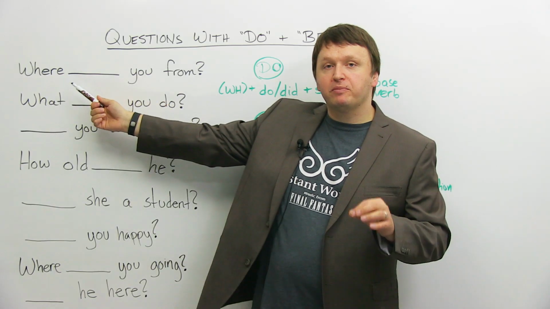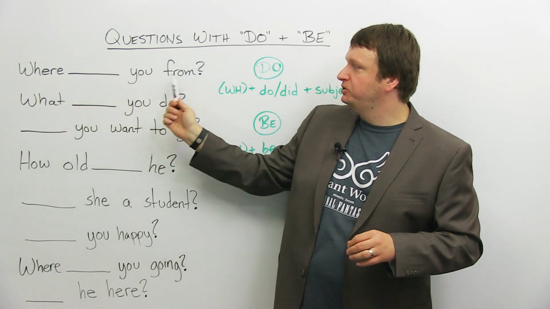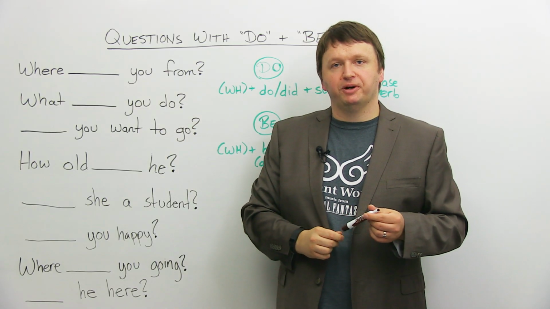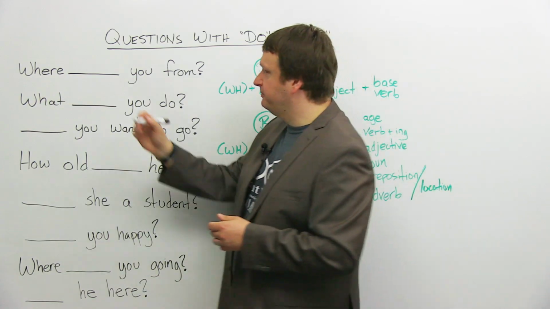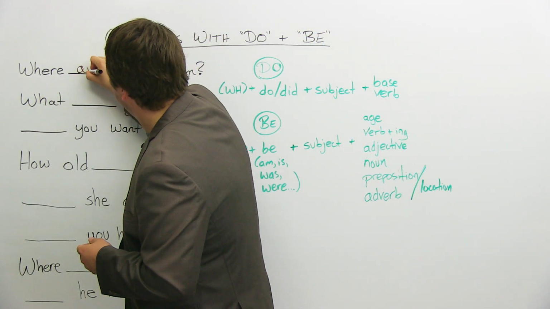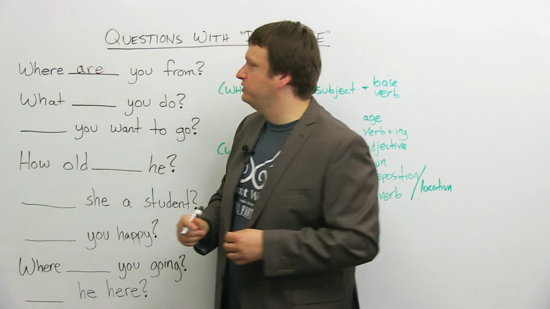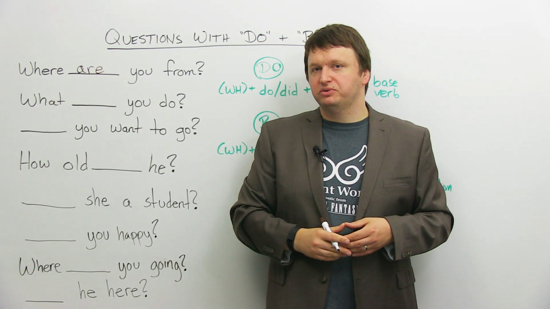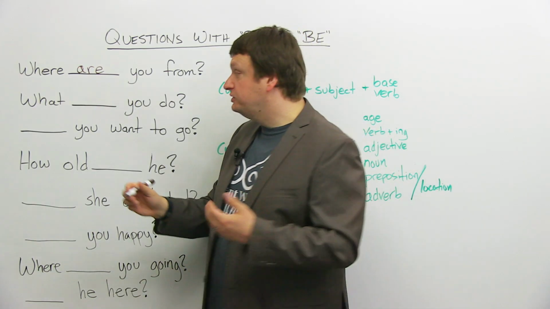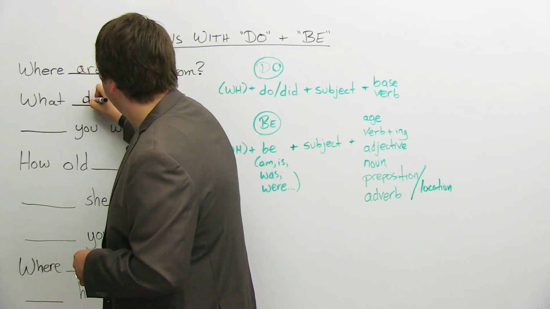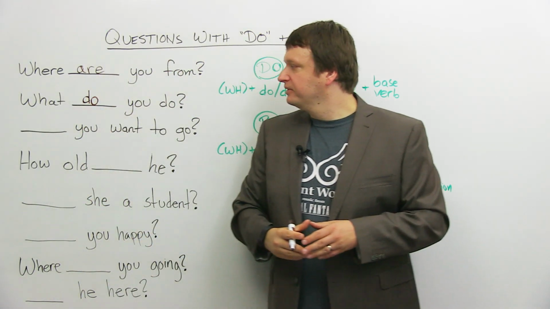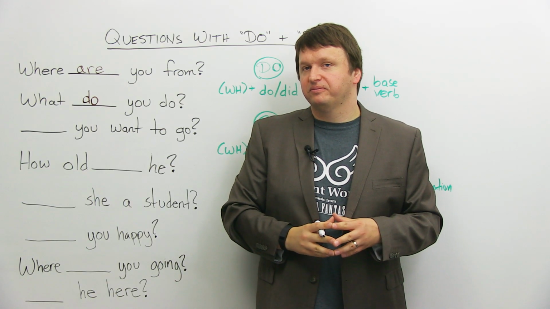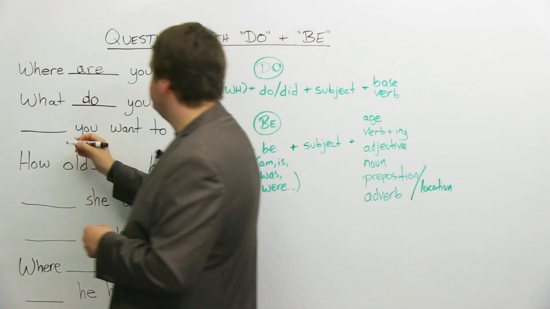For example, number 1, where you from? Do we say, where are you from, or where do you from? Where are you from? It's one of the most common questions, so you probably knew that one. What are you do? What do you do? What do you do? Not what are you do. Do you want to go? Are you want to go? Okay, do you?